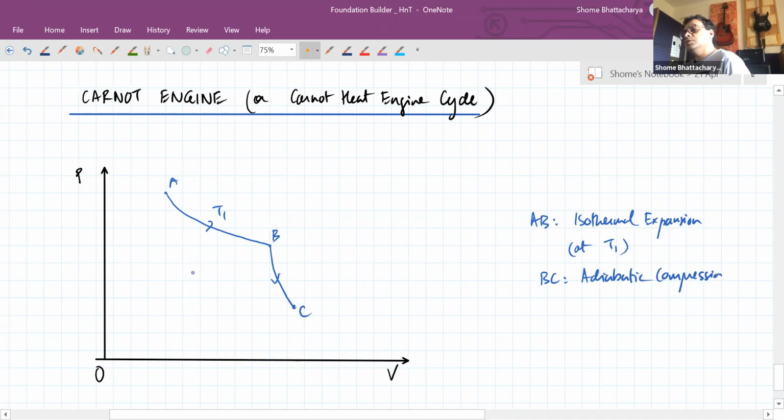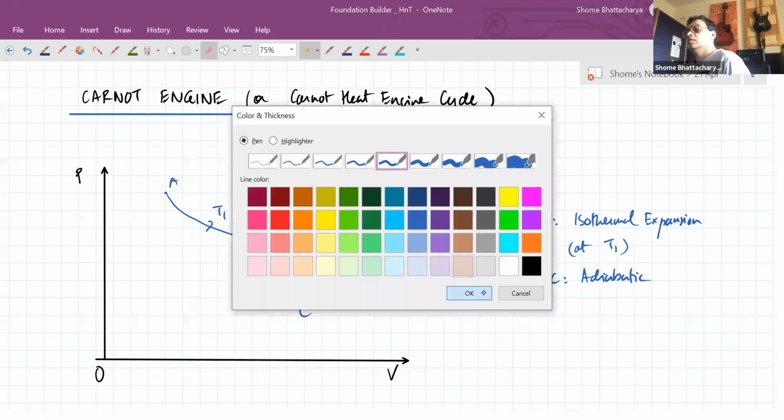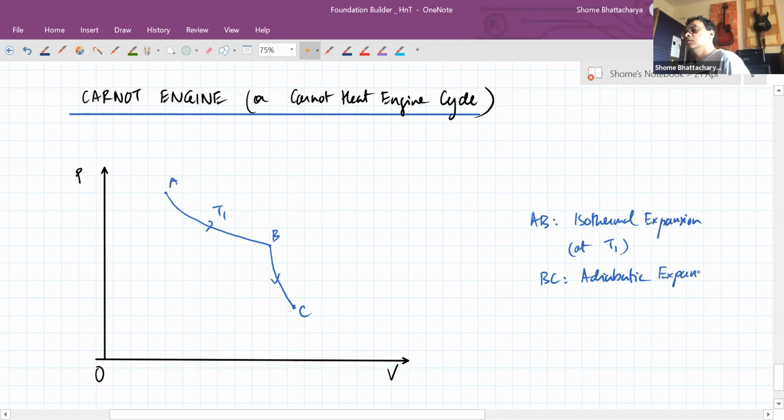And then again we have an isothermal process, but this time, sorry, adiabatic expansion, not compression. You can see the volume is increasing, so it's again an expansion. And then of course the next process is a compression, which is, let's say, like this. So C to D is an isothermal, but this time the volume is decreasing, so compression at temperature T2. So this one is having a temperature T2. And finally, this process here is again an adiabatic process.